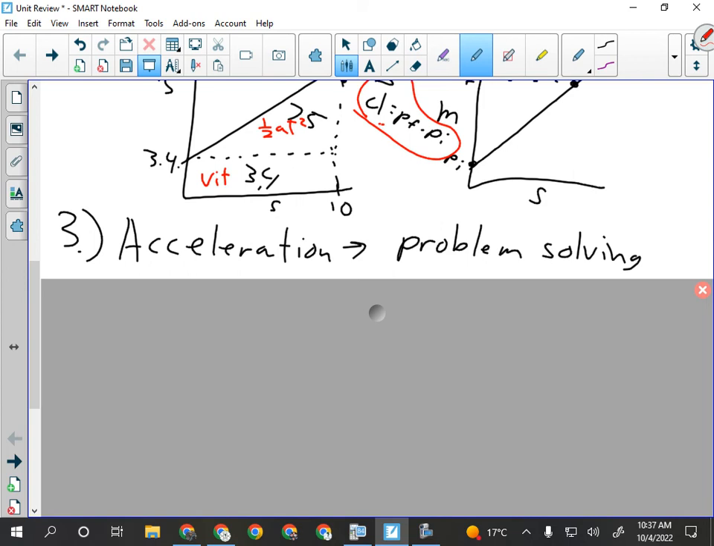And also, it's part of projectile motion. Being able to solve acceleration problems is part of the vertical part of any projectile motion problem. So definitely know your formulas and how to manipulate them, things like that.